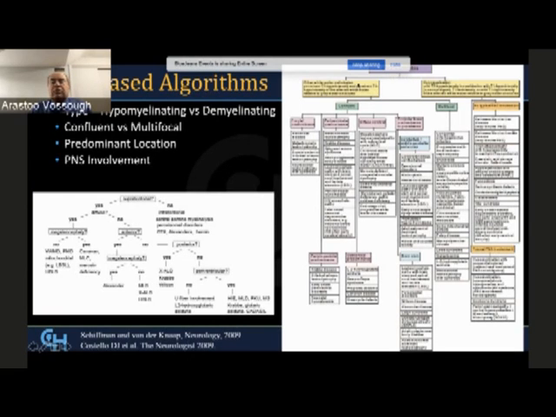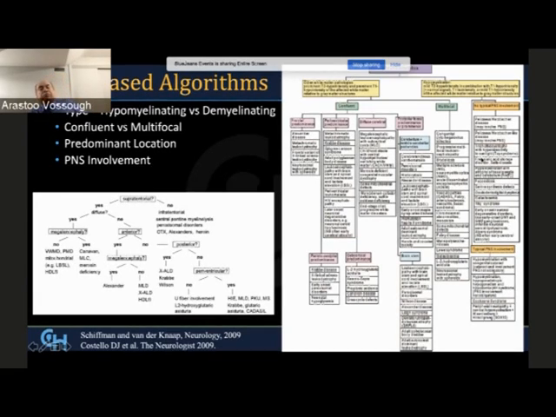So one branch point might be hypomyelinating versus demyelinating, confluent versus multifocal. And then within those, the predominant locations based on the patterns of involvement, whether the peripheral nervous system is involved or not. So these algorithms can certainly be quite helpful.